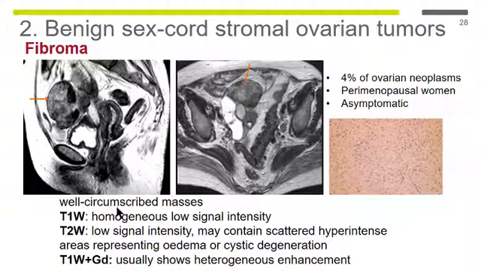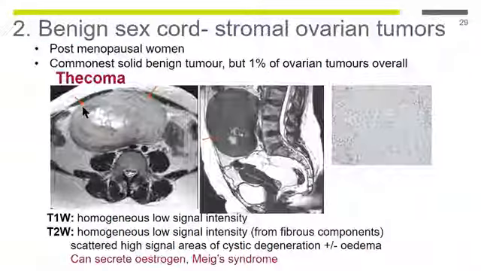Now, the sex cord-stromal benign are the fibromas. They look just like fibroids, well-defined, low signal intensity on T2-weighted image, and you can get heterogeneous enhancement with gadolinium. But it's their sort of low signal intensity, well-defined nature that really defines them.